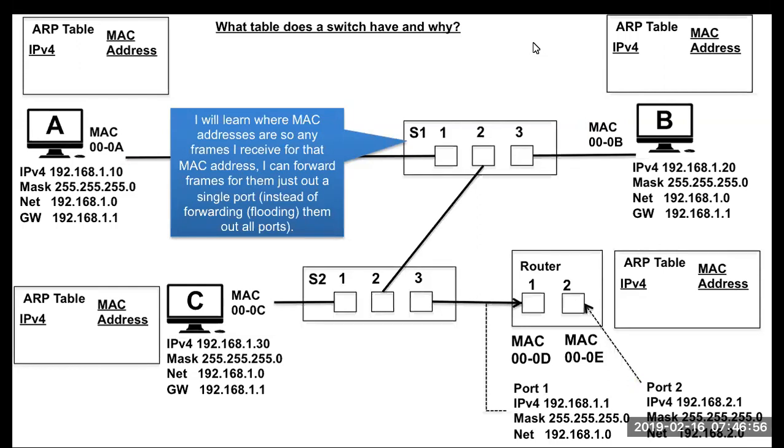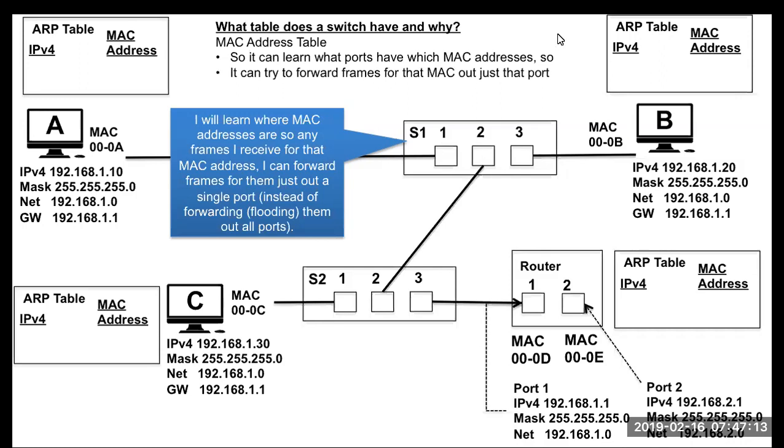So we're taking a look at these PCs or end devices and their ARP tables. What about a switch? Well, a switch is going to have a MAC address table. The MAC address table is so it can learn what ports have which MAC addresses, so it can try and forward those frames directly out that port.